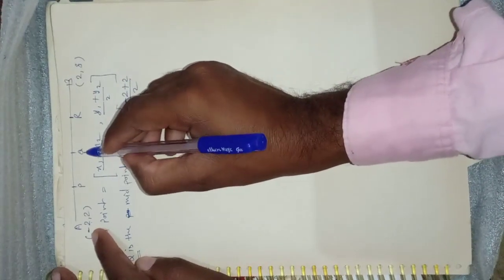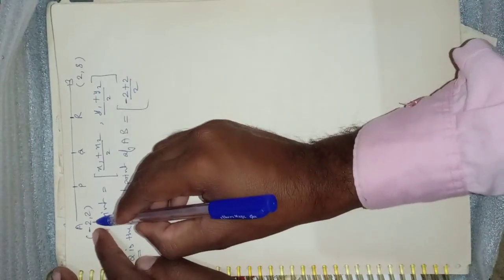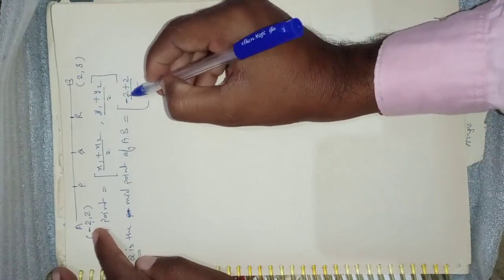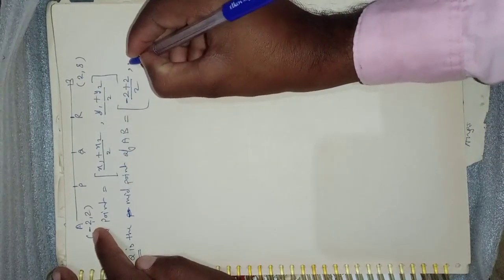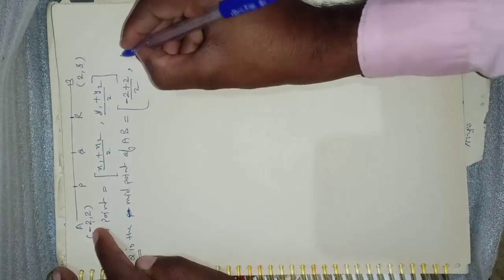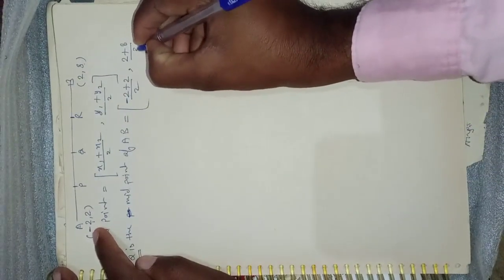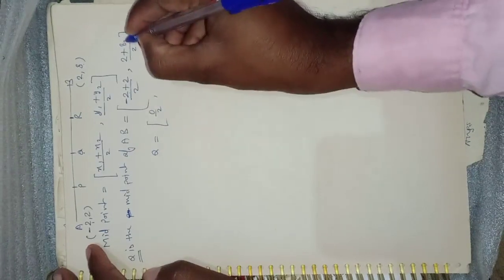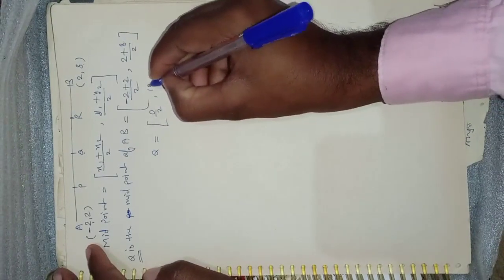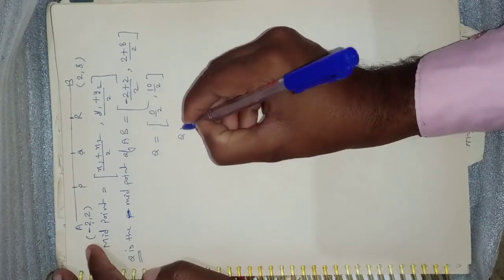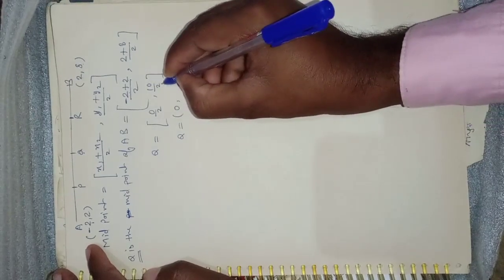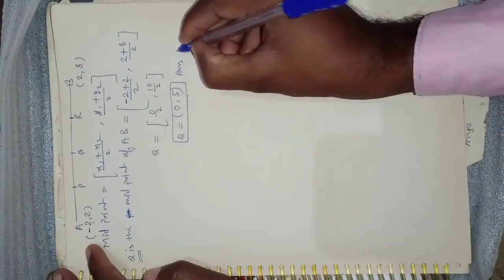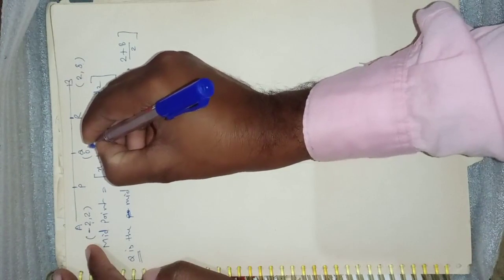So find out the Q coordinate. x1 value is minus 2, x2 value is 2: minus 2 plus 2 upon 2 comma y1 value is 2, y2 value is 8: 2 plus 8 upon 2. This is the coordinate of Q. Minus 2 plus 2 is 0 by 2, 2 plus 8 is 10 by 2. So the Q coordinate is 0, and 10 divided by 2 is 5, our answer. Q coordinate is (0, 5).